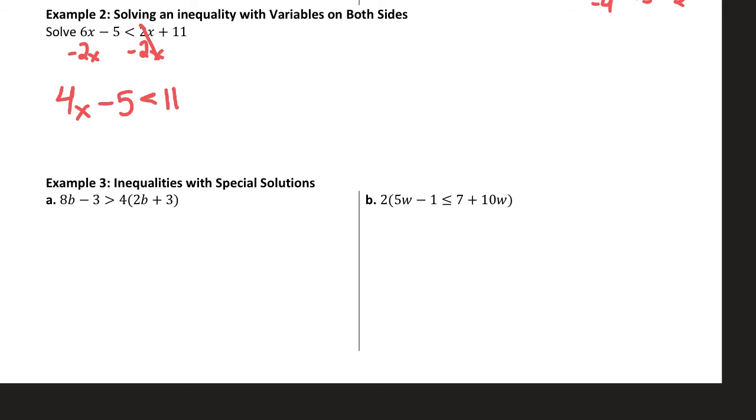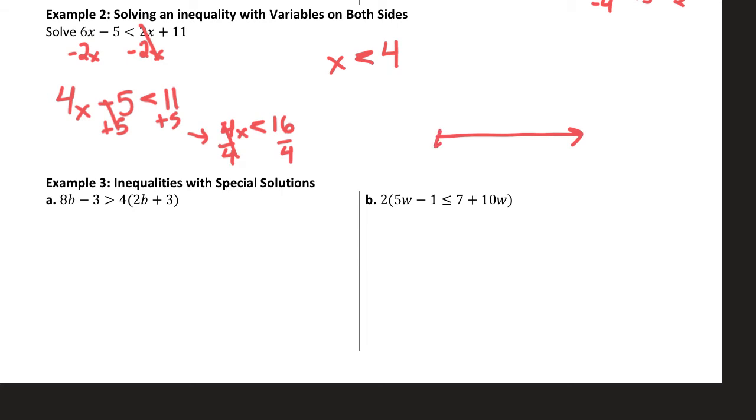And then this becomes just a two-step inequality. I would add 5. This becomes 4x is less than 16. And then I divide by 4. So this becomes x is less than 4. If I'm doing this, I usually just move the variable from the left to the right, whichever variable is on the right, I move that to the left-hand side, or I isolate by getting the variables on the same side. So to graph this, 3, 4, 5, open circle. I'll use a highlighter. Shade to the left. Okay, shade to the left.